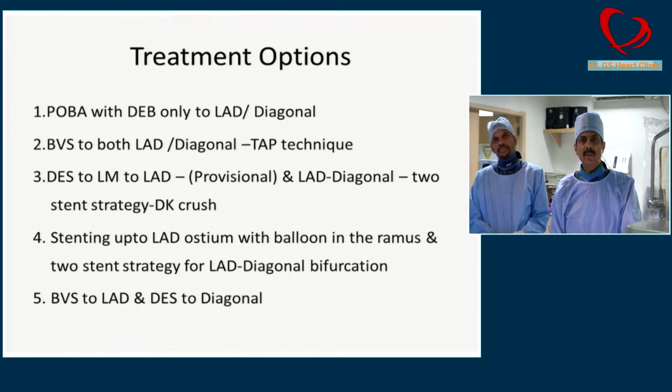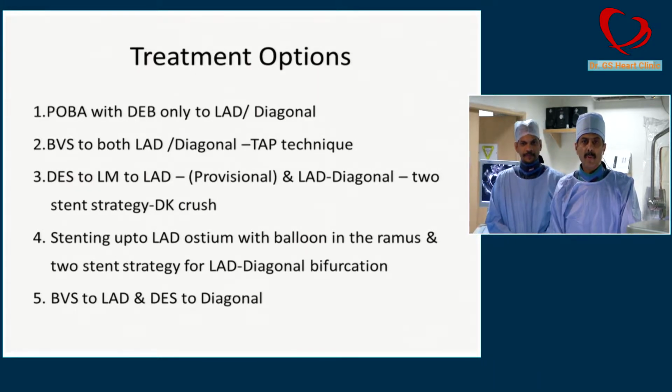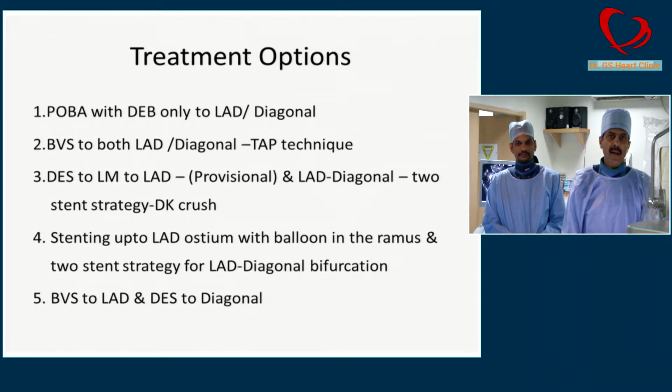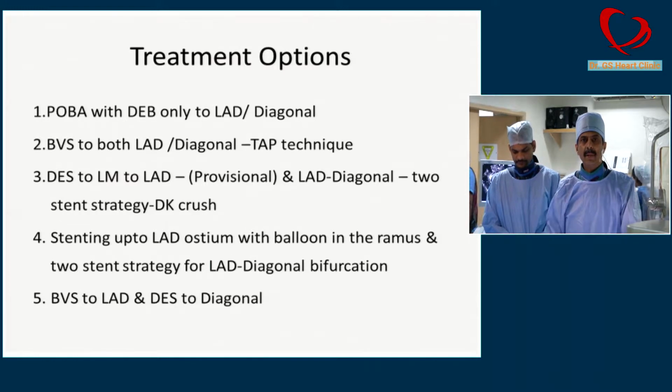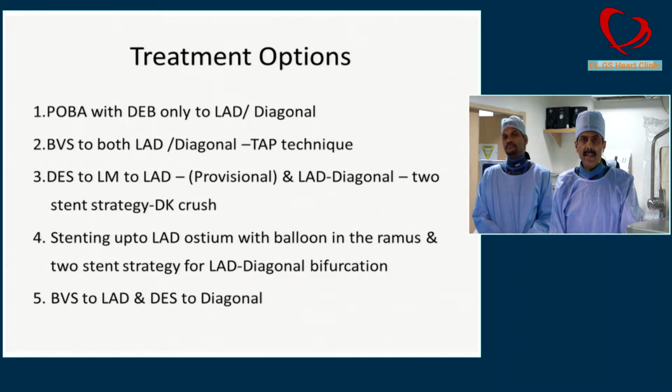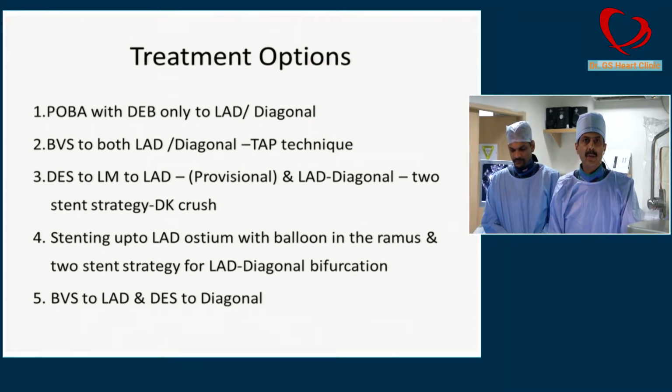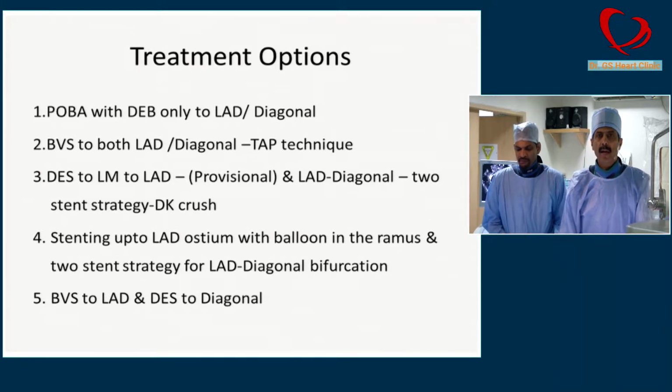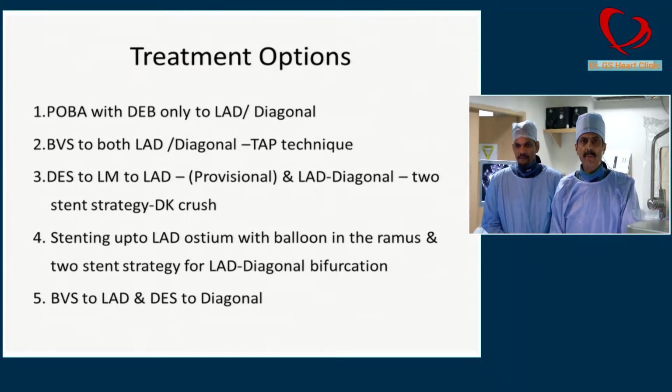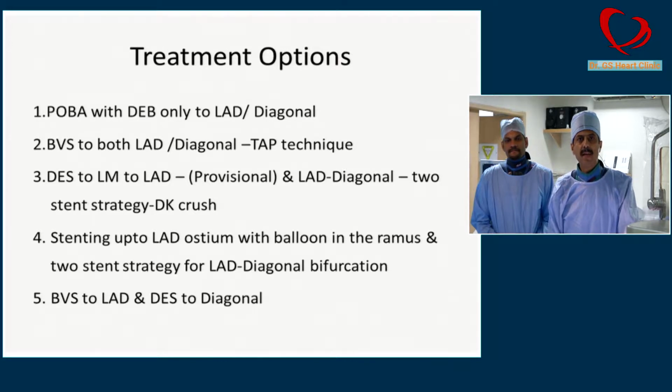The other option is to consider a drug-eluting stent and do a provisional TAP for the left main, and do a DK crush for the LAD diagonal. So the LAD diagonal definitely needs a two-stent strategy because the diagonal is quite significantly large. It has got more than 5 mm length. The diagonal ostium is definitely involved with a very significant lesion. So it's a 1-1-1 bifurcation. So I would definitely plan a two-stent strategy for LAD diagonal.